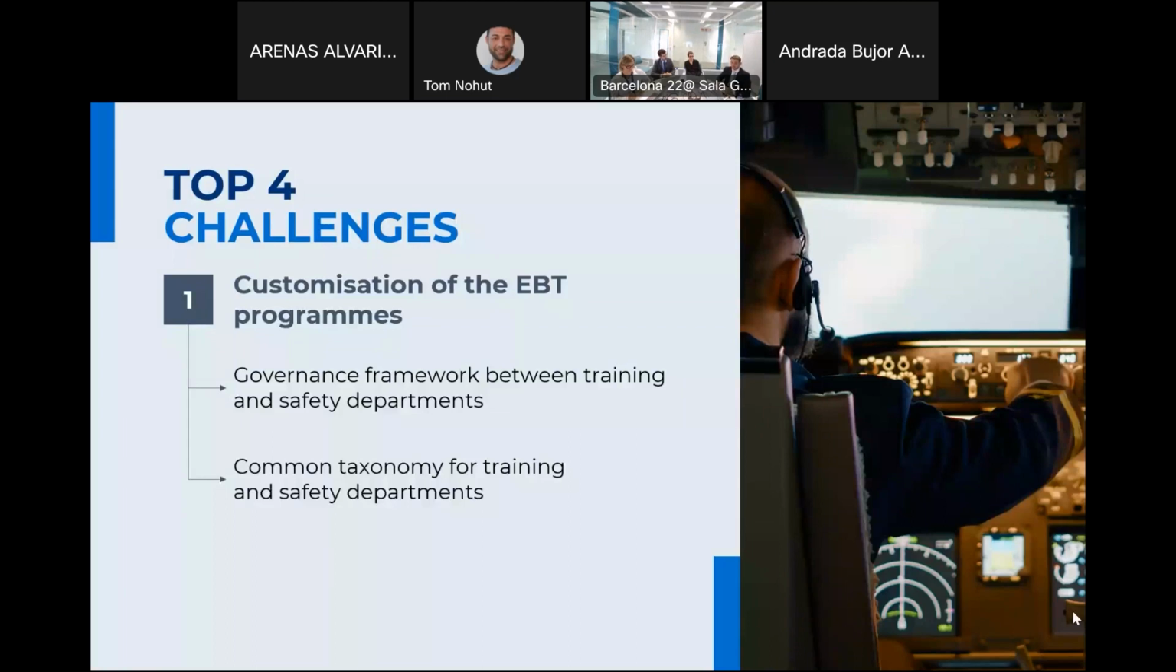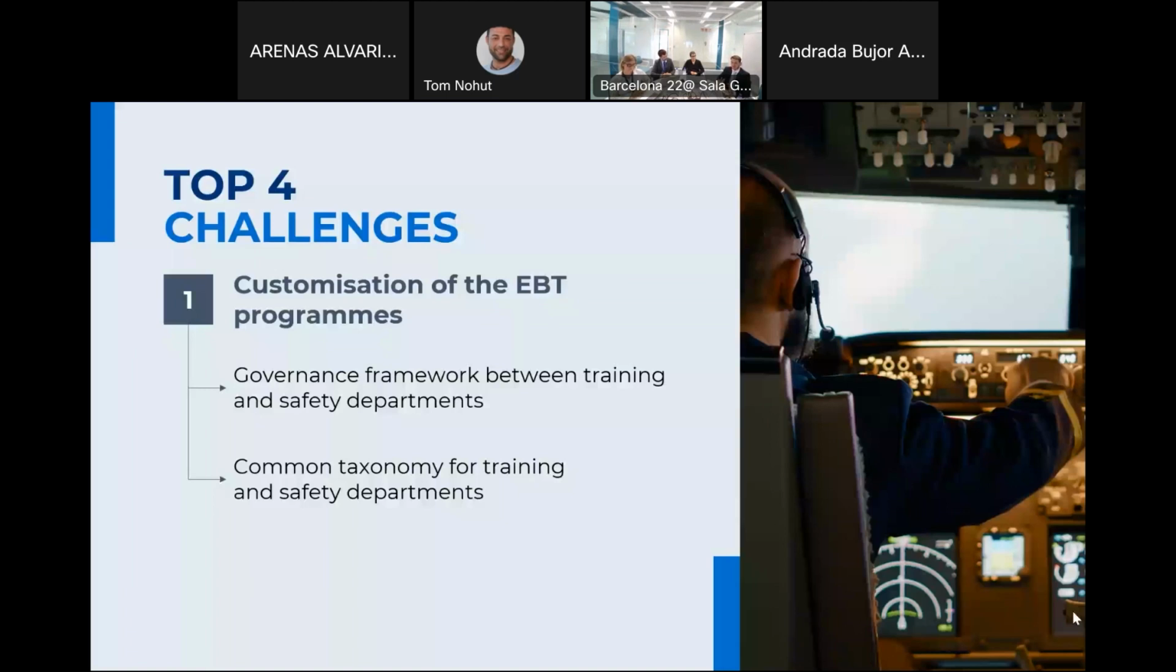Well, the fact that governance is needed, with the objective of being able to share that data between safety and training departments in an effective way, also means that both departments have the need to communicate in a common language. So that brings us to the next limitation, the second one that we have included in the area of the customization of the programs. That is that in most operators, the training and safety departments do not share a common taxonomy.